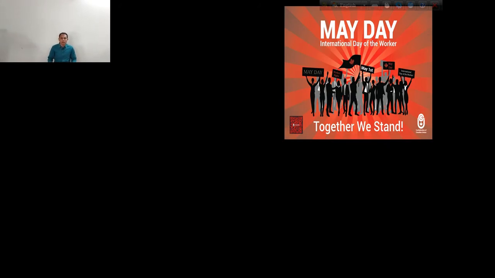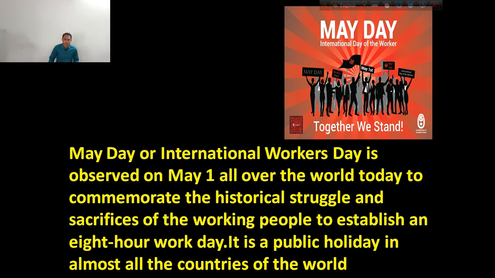Now, let's start our passage. Before going to the passage, I want to show you another picture. This is the picture of May Day or International Day of Workers. We can also say International Day of Laborers. The workers here stay together to get their demands, their needs, their respect, their justice. So now we start our passage.